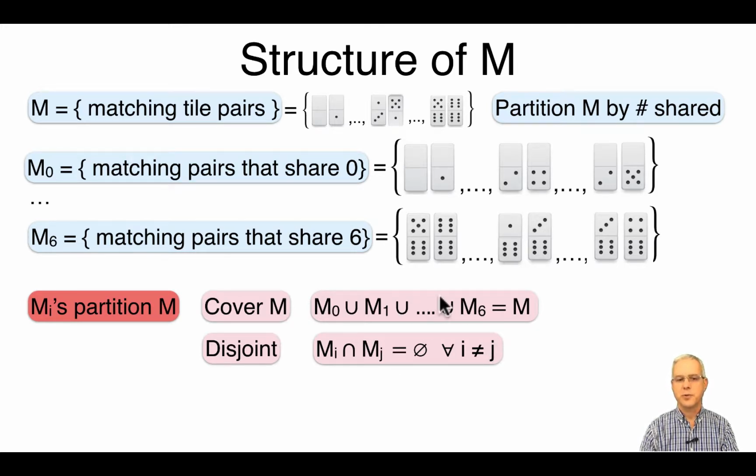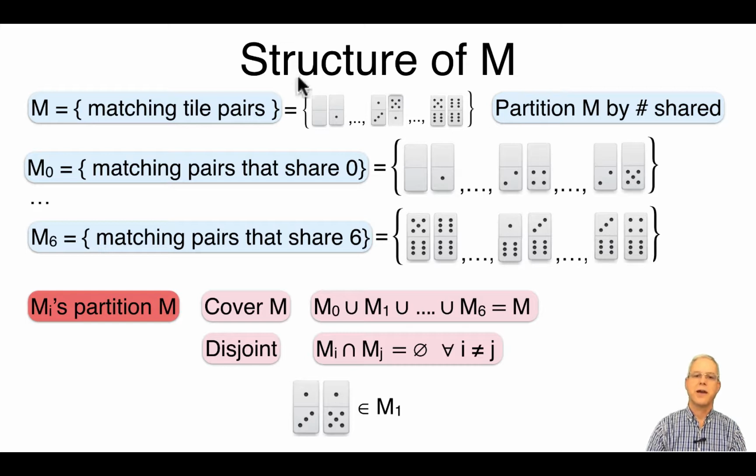To observe the first property, that they cover M, just observe that if you take any pair in M, for example, 1,3 and 5,1, they share 1, therefore they will belong to M1. If you take 0,0 and 0,1, they share 0, they'll belong to M0. Take 6,5 and 6,6, they share 6, they'll belong to M6. So every pair that you take here will belong to one of the sets here, and therefore when you take the union of the sets, you'll get all of M.